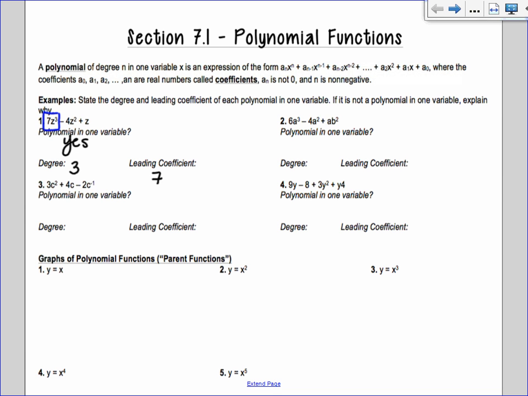So the next one, is it a polynomial in one variable? No, because you have a and b, right? So this is no. And so when that happens, we don't have to do the degree or the leading coefficient. We like those ones. All right, the next one, polynomial in one variable. It is not a polynomial. Why is it not in this case? Yeah, Catherine? Exactly. You have c to the negative 1. Those are actually what we call rational functions when you have divide by whatever. So this is a no.